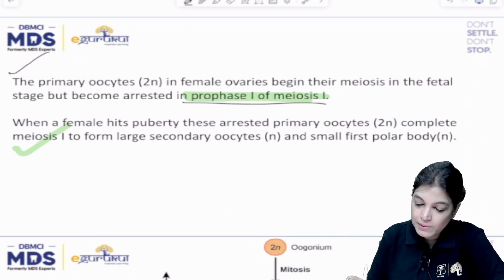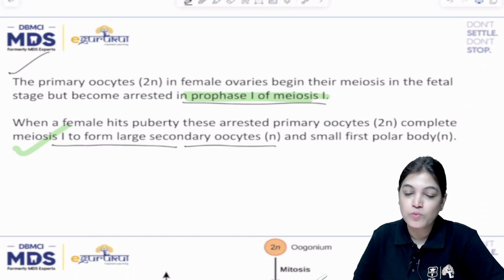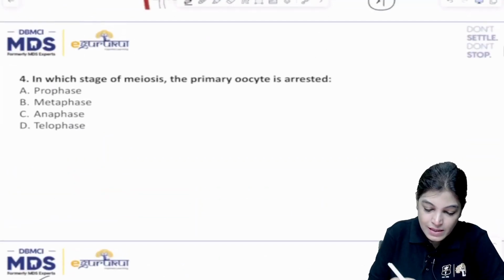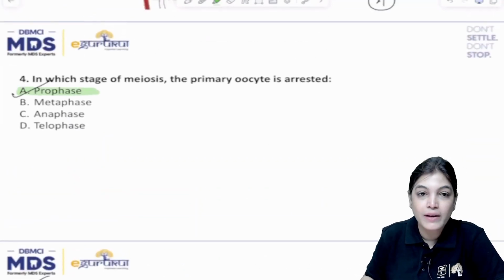So exactly what happens, the primary oocyte completes the process of meiosis 1 to form a large secondary oocyte and the first polar body is released. So definitely arrest, it was asked here, so prophase 1 is the right answer. What is the right answer? Prophase 1 is the right answer.